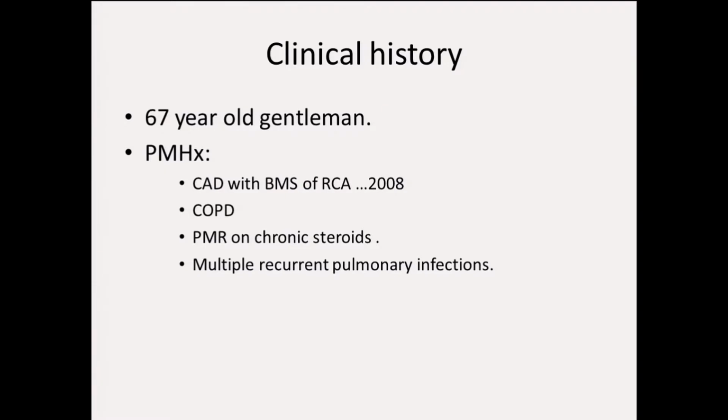Quickly, the patient is a middle-aged gentleman with significant past medical history. He is known to have coronary artery disease with previous stenting of the RCA done a couple of years back. COPD that was mild to moderate with some infrequent exacerbations, rheumatoid arthritis, and chronic steroid therapy with PMR. And he had multiple recurrent pulmonary infections. The most recent one was just a few months before his indexed procedure.